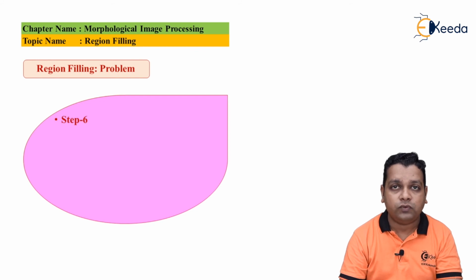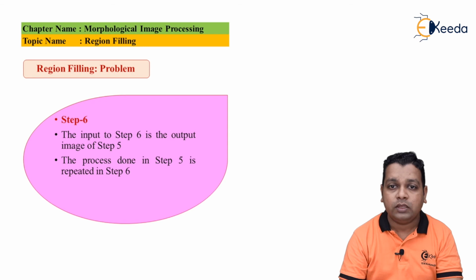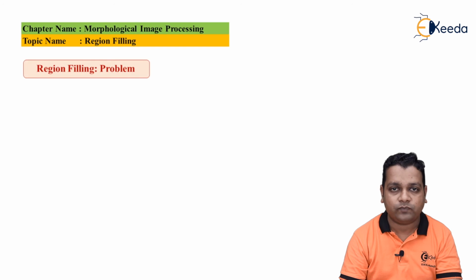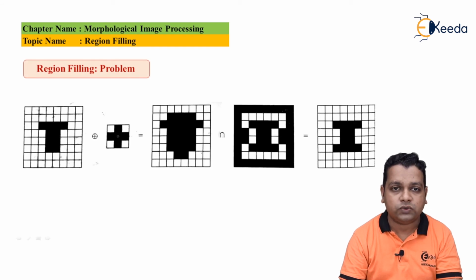After step number 5, we have step number 6. The input to step number 6 will be the output image from step number 5. The process done in step number 5 is to be repeated in step number 6. The visualization shows the 10 dark pixels represented in the input, that are to be dilated. The dilated output from this process will have an intersection with the complement of the input image, and finally we have a total of 12 pixels represented in the dark color.